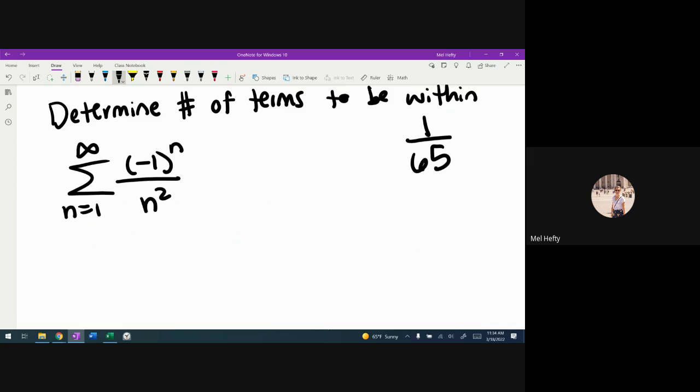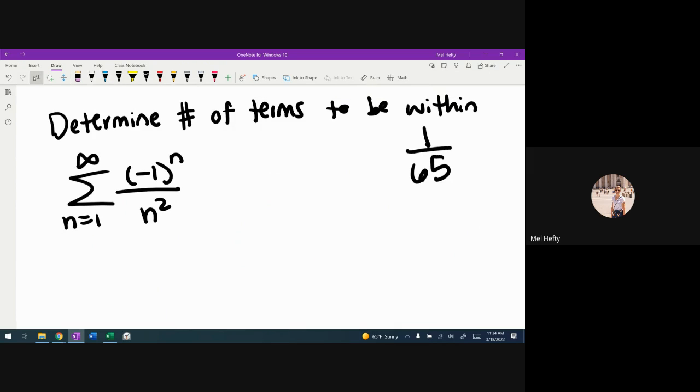Alternating, decreasing in magnitude, limit of 0. So you have to have a convergent alternating series. So I would recommend the lazy way with this one, meaning start listing out terms until you get one that's less than 1/65. It should be relatively simple to see how many terms that needs. All right, then start to think about how you're going to answer your question.